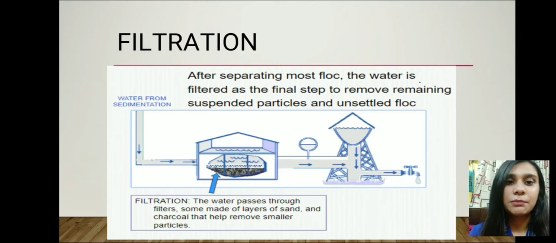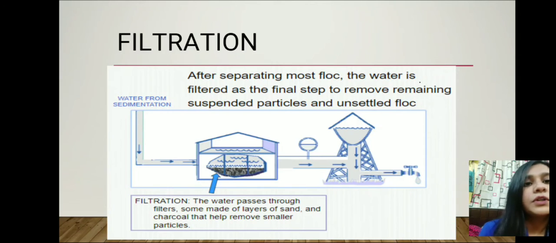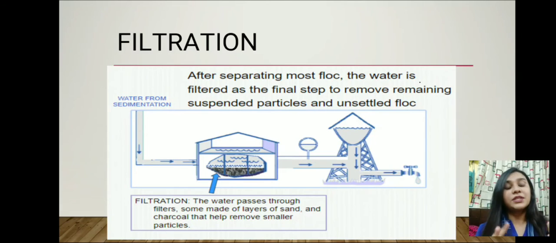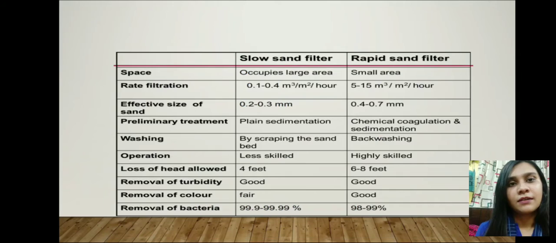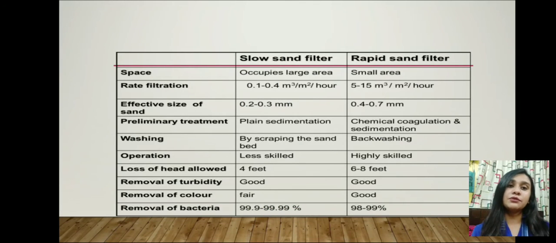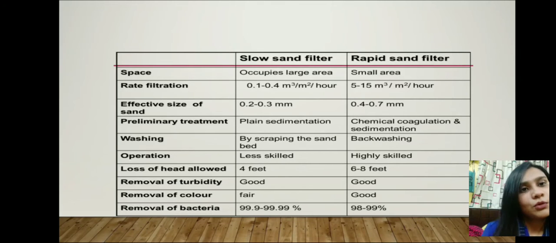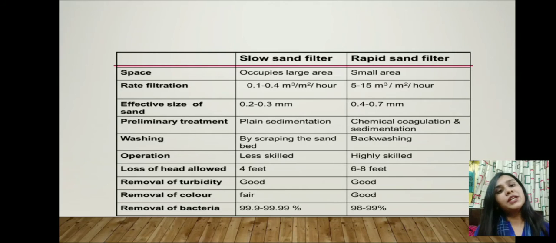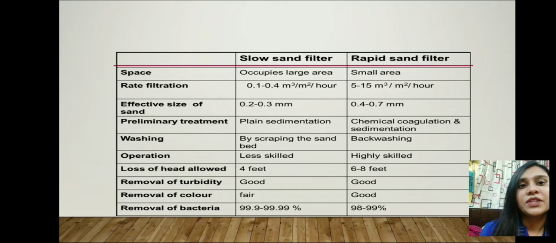The water passes through the filters, some made of layers of sand and some of charcoal, which help to remove the smaller particles, the dirt, that we get in the water. For filtration we basically use two kinds of filter. One is the slow sand filter and the other is the rapid sand filter. By the name itself we can already say that the rate of filtration of the slow sand filter is much lower than the rapid sand filter.